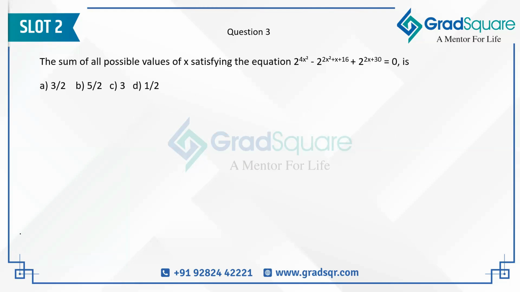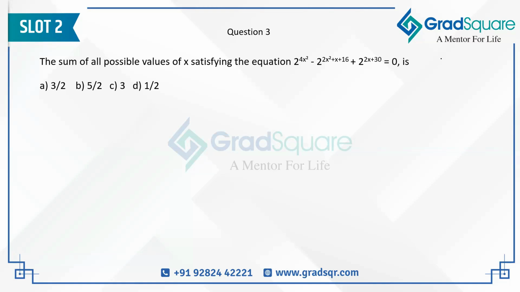So here, day 3 of slot 2 questions. Let's have a look at this particular question. The sum of all possible values of x satisfying the equation 2 to the power 4x square minus 2 to the power (a quadratic expression) plus 2 to the power 2x plus 30 is equal to 0.